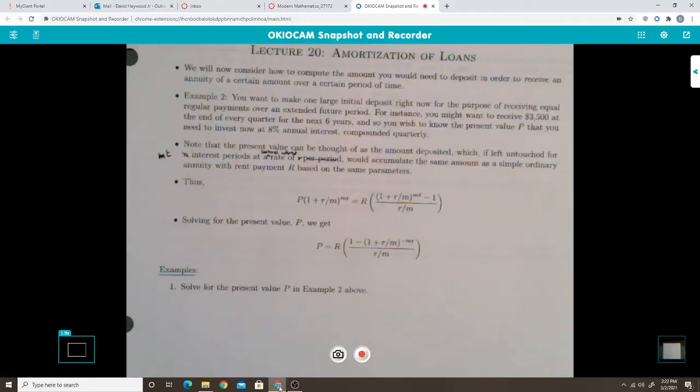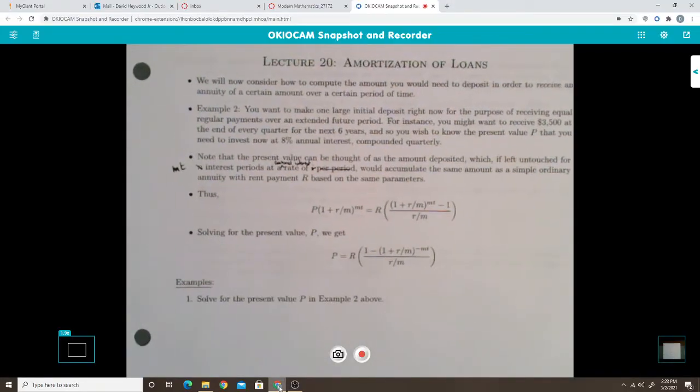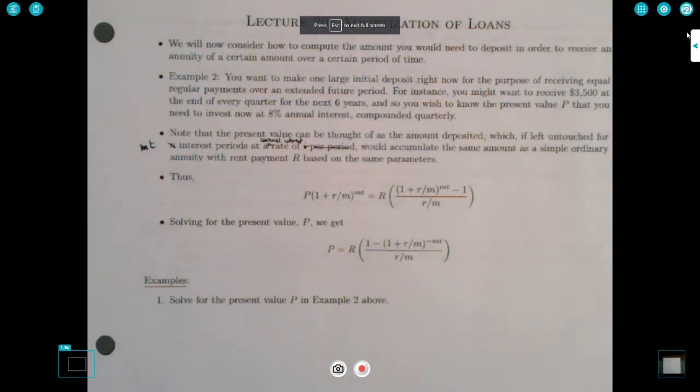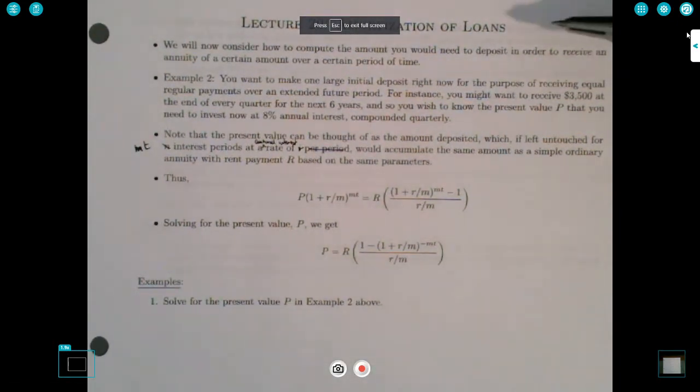Okay, so let's talk about amortization of loans. I always have a hard time saying that word, but an amortization is a payment schedule. So it's like how long it takes you to pay off a loan, right? And to answer the question, how long does it take us to pay off a loan?